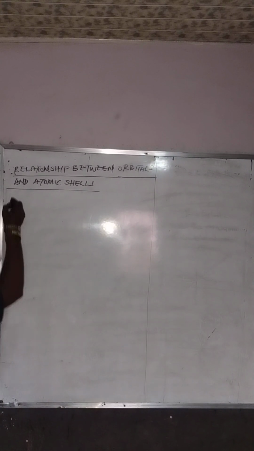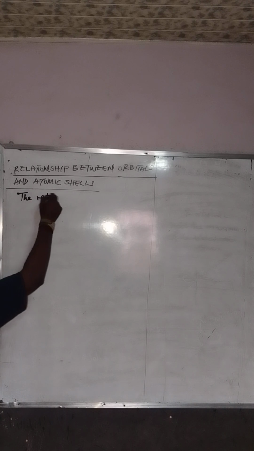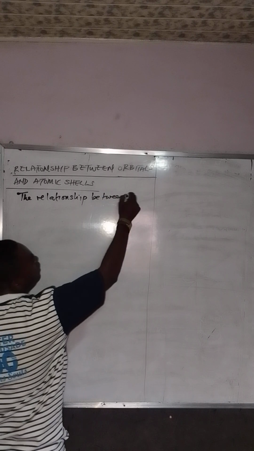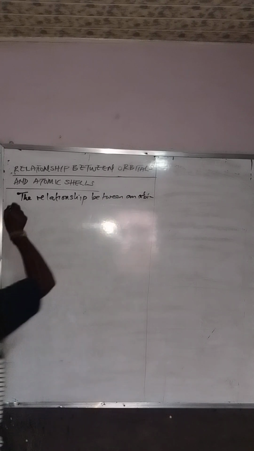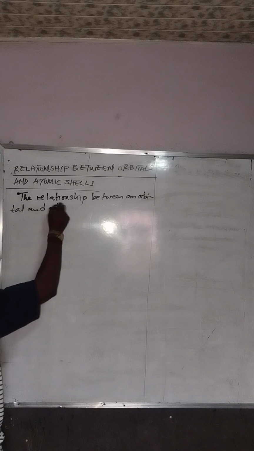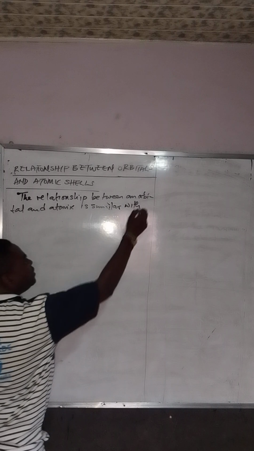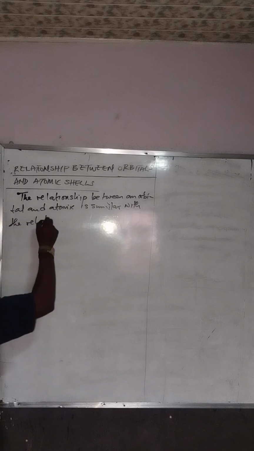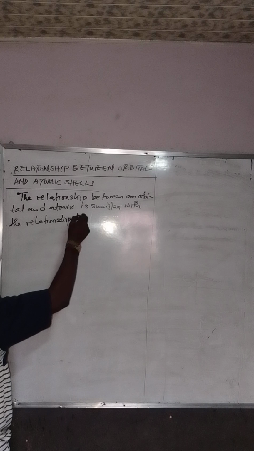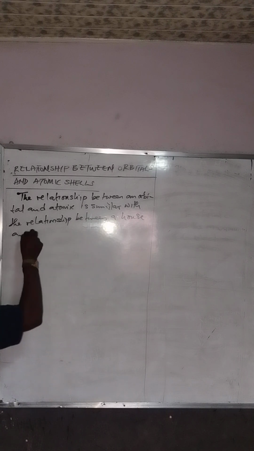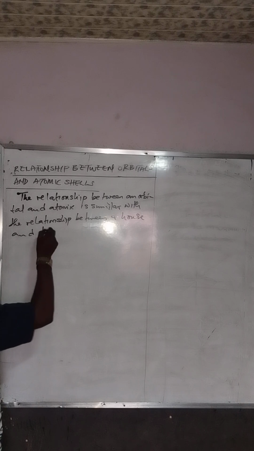Now, I have told you, although, so electrons, the relationship between an orbital and atomic shell is similar to the relationship between a house and bedrooms.